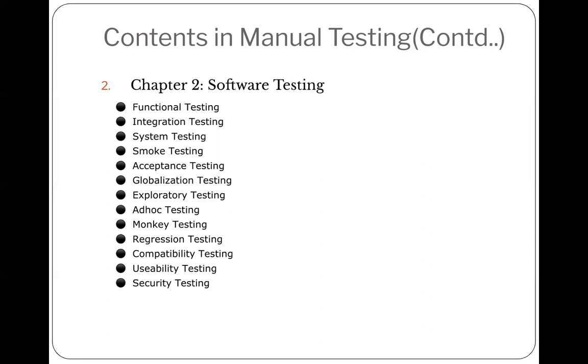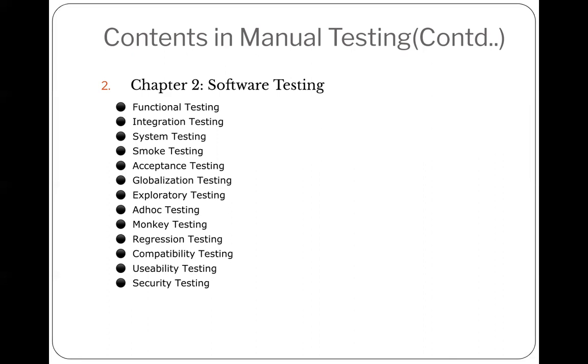And system testing. System testing is a complete end-to-end testing of the entire functionalities of the system. Next, smoke testing. Smoke testing is nothing but testing the basic and critical functionalities of an application.